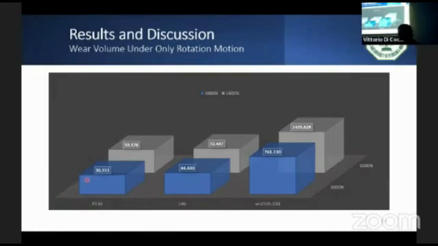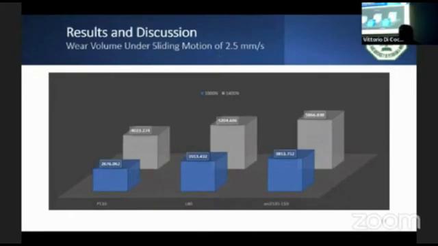Here the blue one is 1000 Newton, and the gray is 1400. When we add the penetration rate, we see the difference from before. SM is still the highest, but L80 has increased, and all of them have higher wear volume. We can see here that L80 and SM get closer to each other, while P110 just increased, not like them.